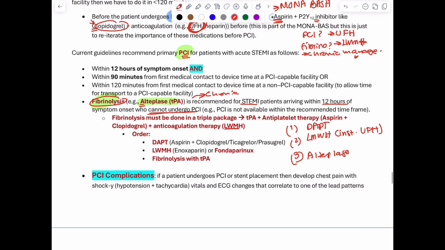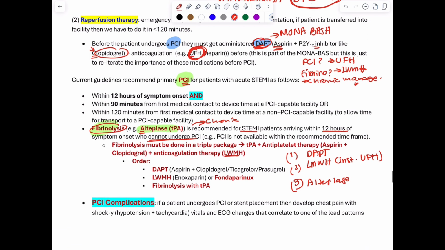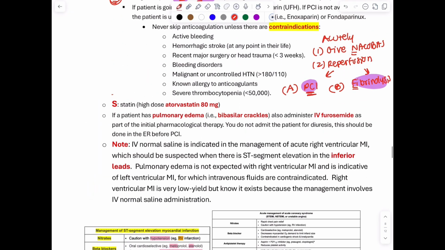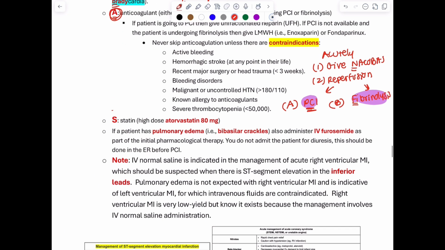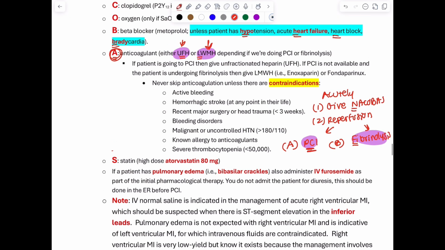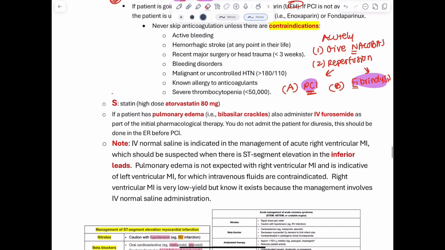And there are absolute contraindications to fibrinolysis. I'm pretty sure I listed them here. Okay, right here. Okay, the absolute contraindications to anticoagulation are these. Memorize them. I just needed to mention that because I feel like I didn't mention it. Okay.